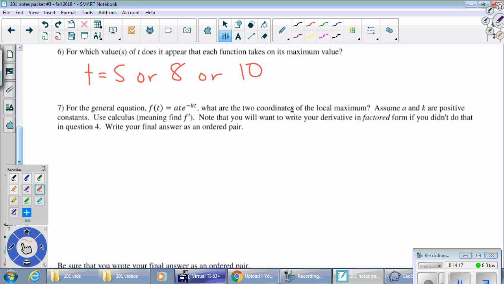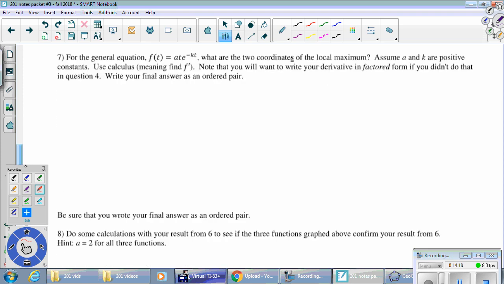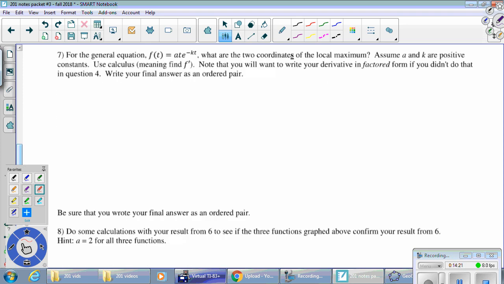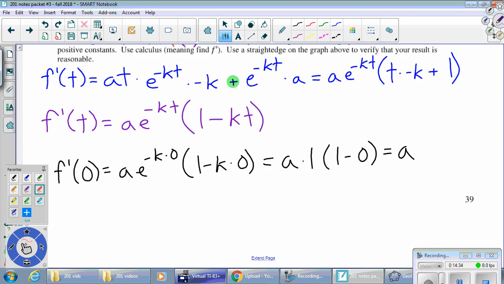Okay, and now we're going to do some calculus with the function. The formula is given here. We want to find the coordinates of the local maximum. So finding the coordinates of a maximum of a function means take its derivative and make it undefined or make it 0. But we already took the derivative, so we're going to copy our simplified version of the derivative here in purple, a e to the negative kt times 1 minus kt.